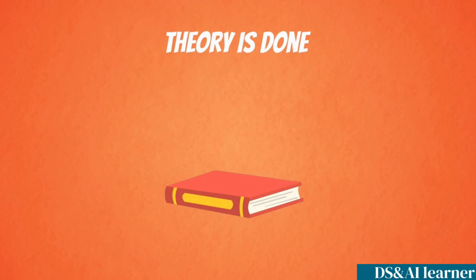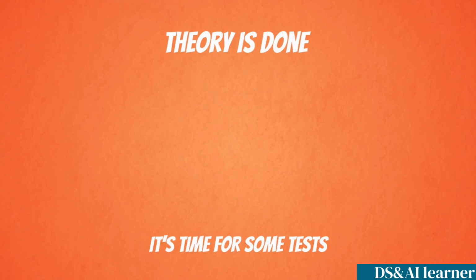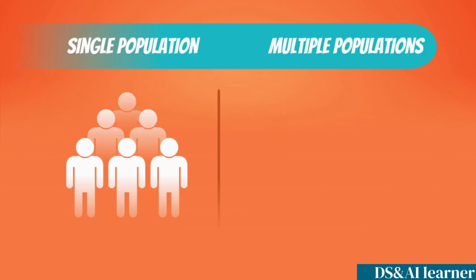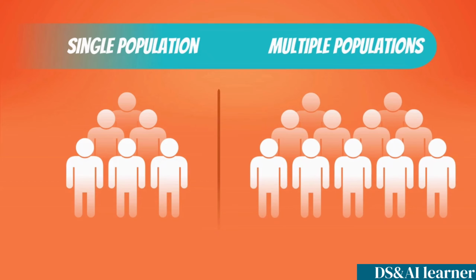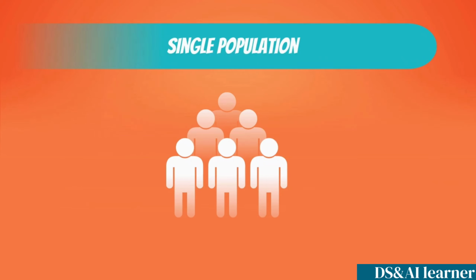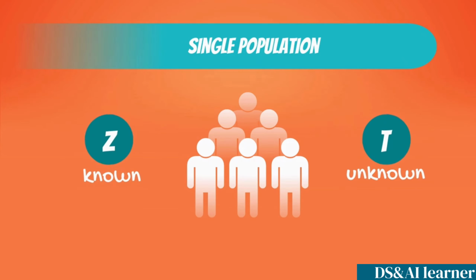All right, now that we've covered the necessary theory, it is time for some testing. We're going to explore two types of tests, drawn from a single population and drawn from multiple populations. This is very similar to confidence intervals for a single population and confidence intervals for two populations that we covered previously. In the next few videos, we will run tests for a single mean with both known variance and unknown variance. Let's start with a test in which the variance is known, shall we?